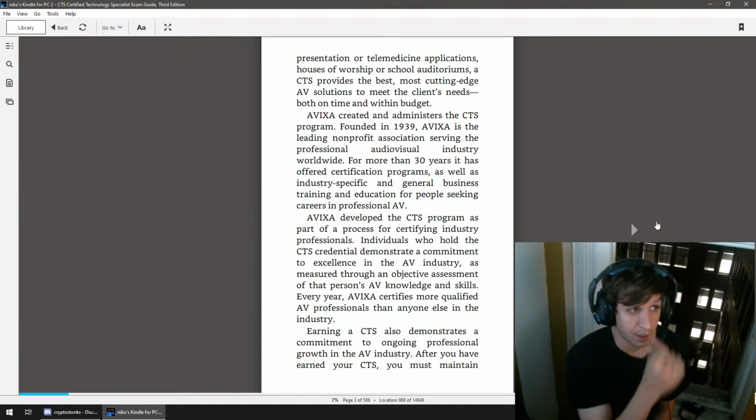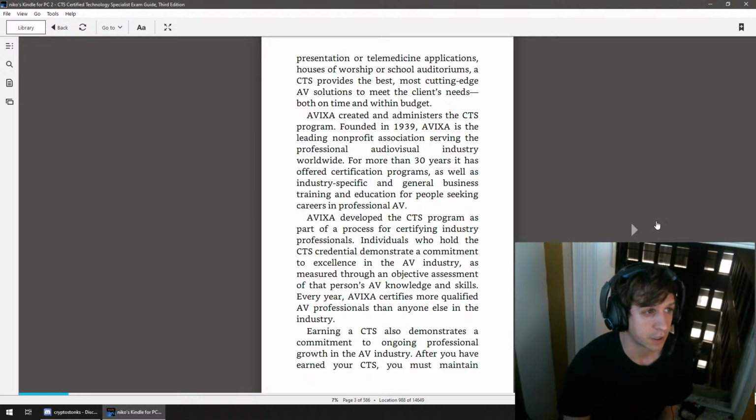Avixa created and administers the CTS exam. Founded in 1939, Avixa is the leading nonprofit association serving the professional audiovisual industry worldwide. For more than 30 years, it has offered certification programs as well as industry-specific and general business training and education for people seeking careers in professional AV. Avixa developed the CTS program as part of a process for certifying industry professionals.